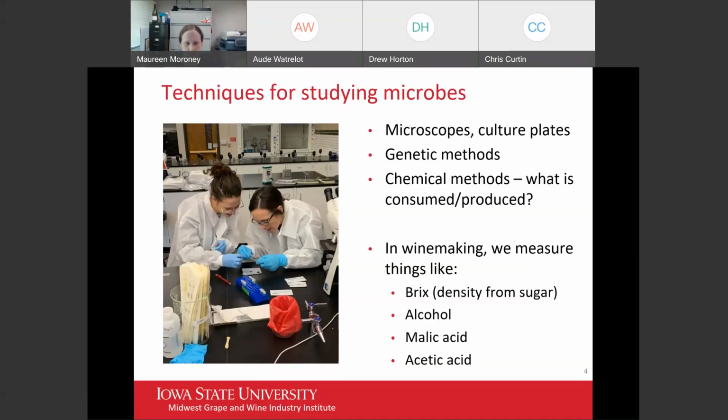And to put that in terms that a lot of us are very familiar with, in winemaking, some very common chemicals that we measure are things like sugar, alcohol, malic acid, and acetic acid. And all of those things can be either consumed or produced by wine microbes. So they tell us something about the microbial activity that's going on in the wine.